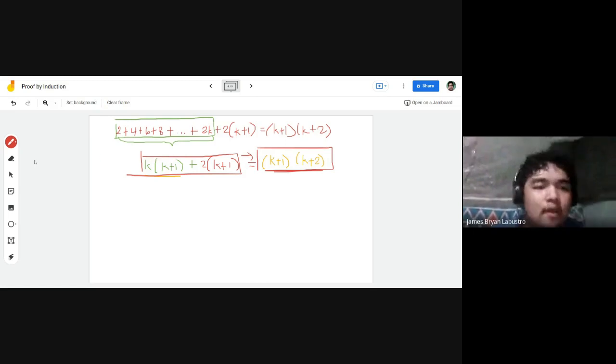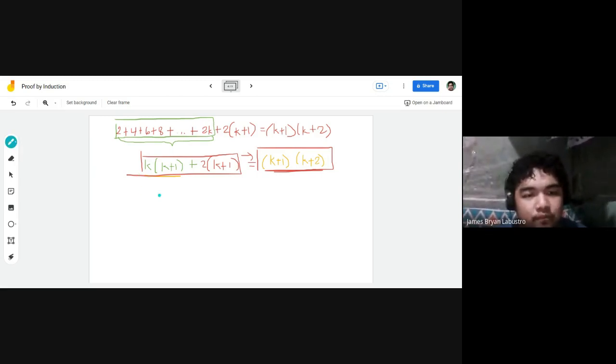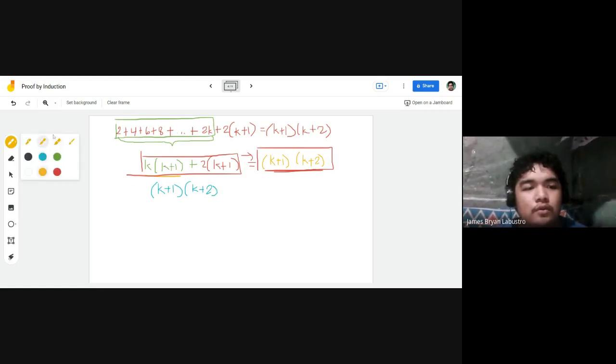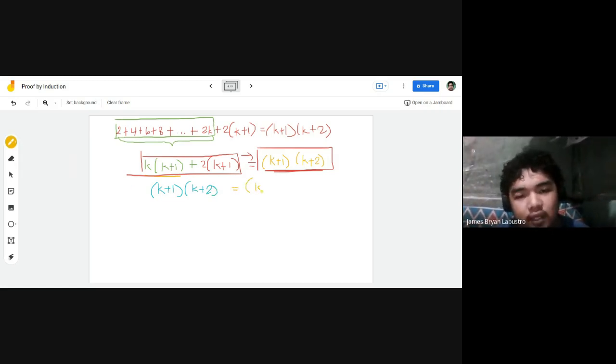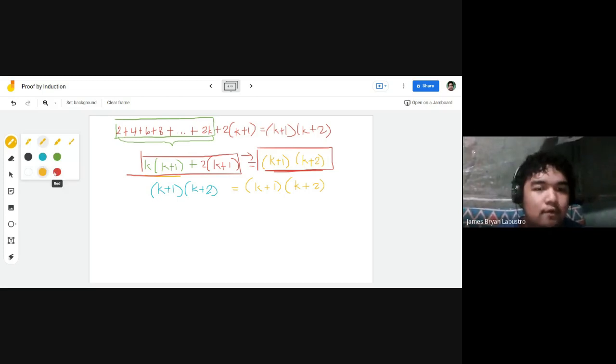So, okay, so of k times k plus 1 plus 2 times k plus 1, the common factor of the two is k plus 1. So we must factor out k plus 1, okay, k plus 1 times k plus 2 equal to k plus 1 times k plus 2. So there it is, proven. Okay? Equal na silang dalawa.